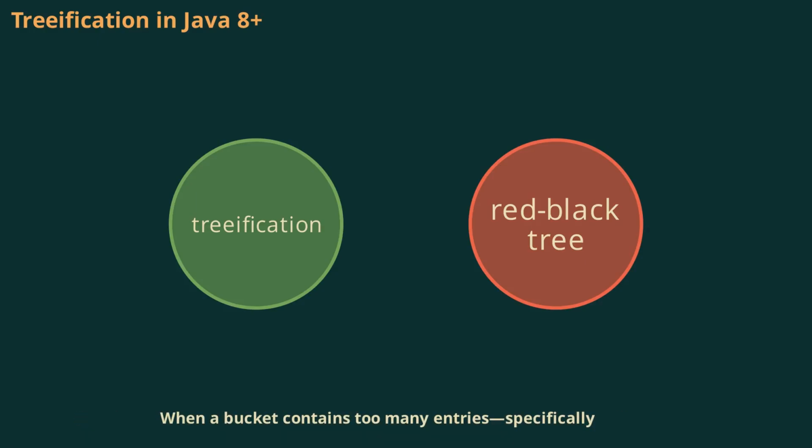When a bucket contains too many entries, specifically 8 or more, the collection is converted from a linked list to a red-black tree. This change improves performance, reducing the time complexity for operations in that bucket from O(n) to O(log n). Treeification only happens if the total number of buckets is at least 64.